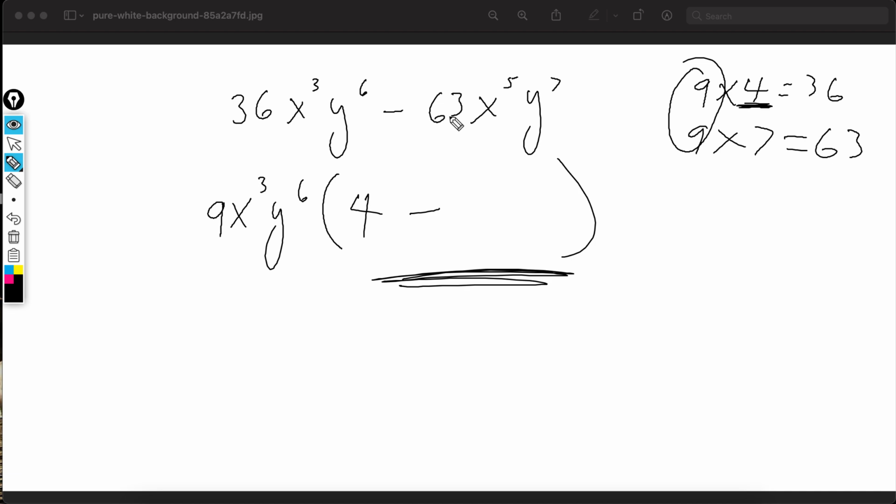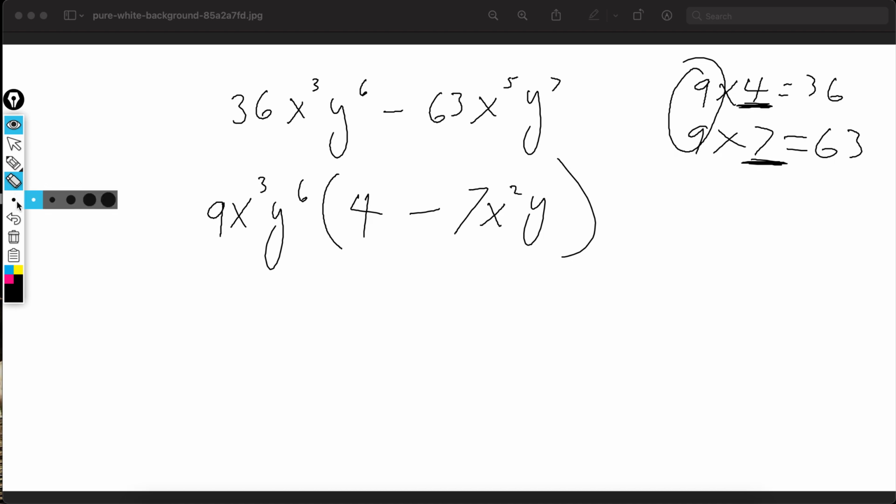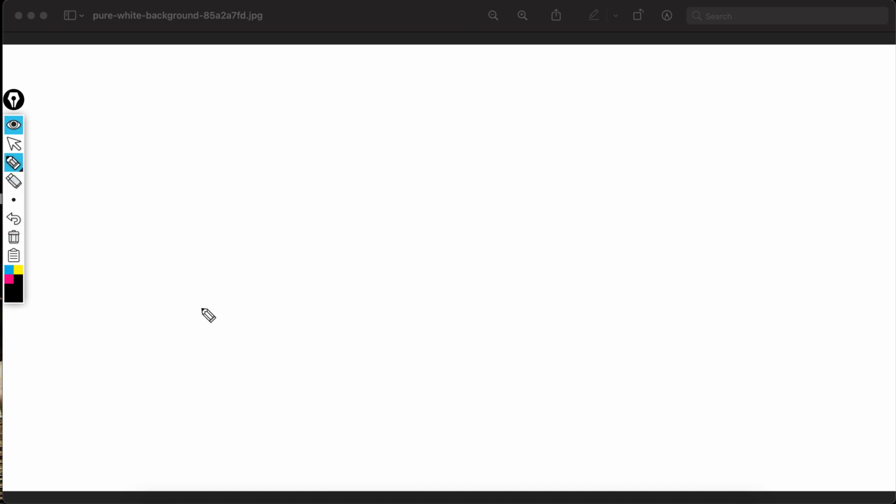9 times what number gives us 63? That's right, 7. We got x to the 5th, 5 minus 3, x to the 2nd. We have y to the 7th, 7 minus 6, y to the 1. That is correct. But remember, once again in math, we don't write that part out. So that's pretty much how GCF works. Not too hard. It's just a matter of practice. If you have any questions, feel free to let me know.